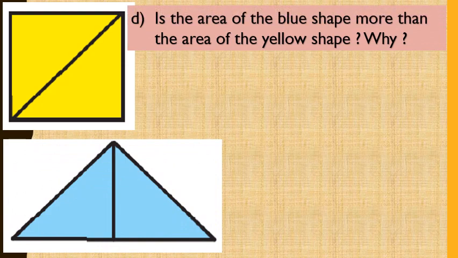Is the area of the blue shape more than the area of the yellow shape? Why? Here we can see that yellow shape is divided into two equal triangles. Even blue shape is divided into two equal triangles. We can also see that the area of each triangle of the yellow shape is equal to the area of each triangle of the blue shape. So, the area of the blue shape is equal to the area of the yellow shape.